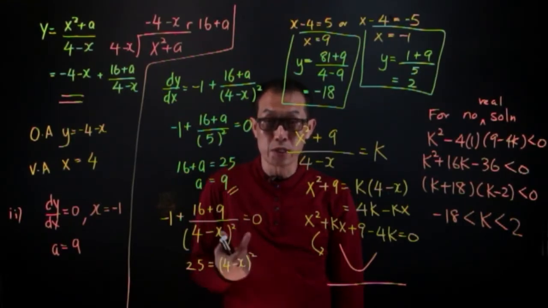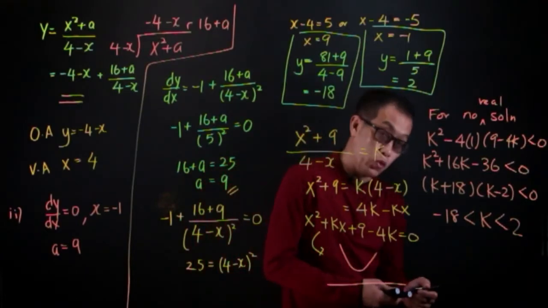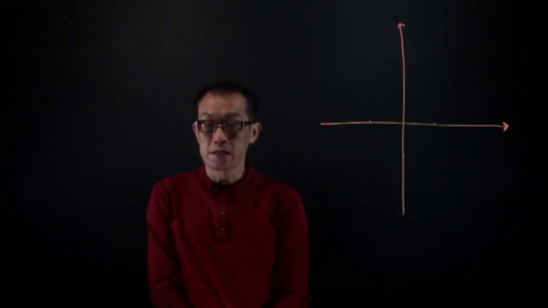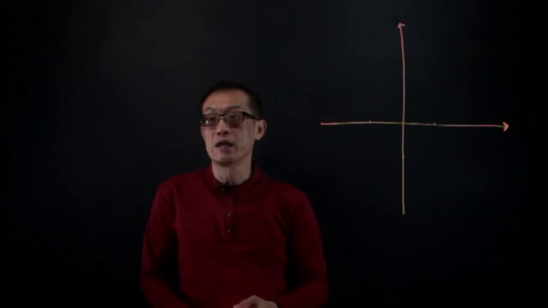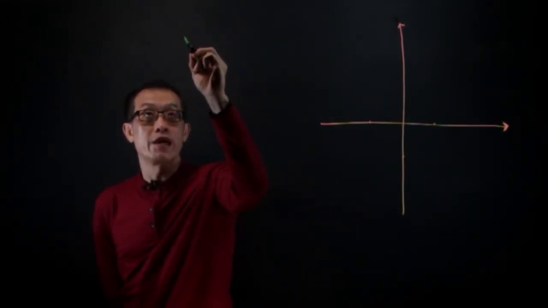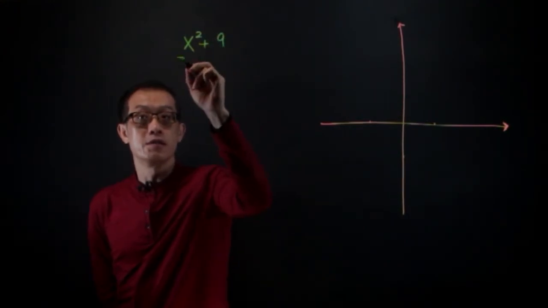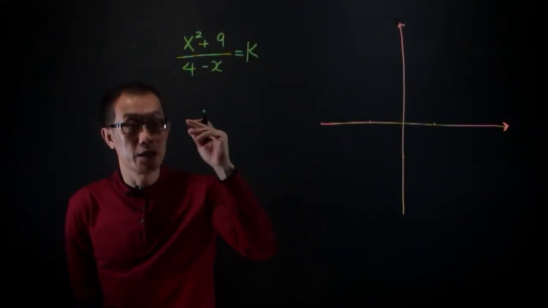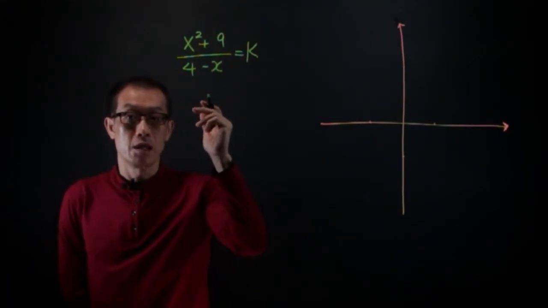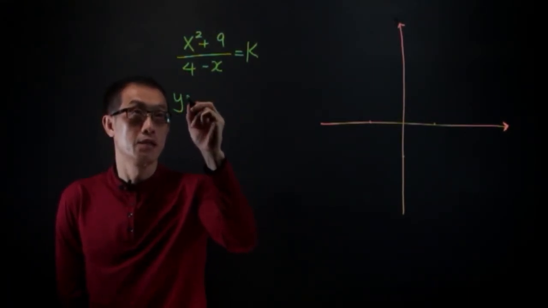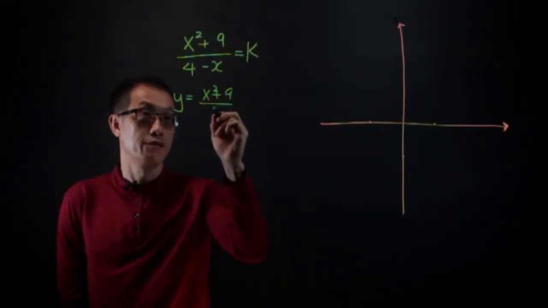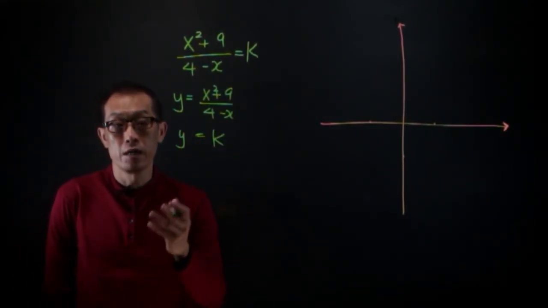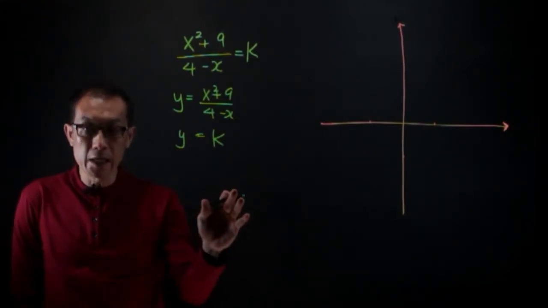Now we will use the graphical method to do the last part of the question. You are asked to state the values of k so that this equation does not have a real solution. If you look at this, these are two graphs. One, you have this graph, and the other one you have another graph, y equals k. Now what is y equals k? y equals k is merely a horizontal line.